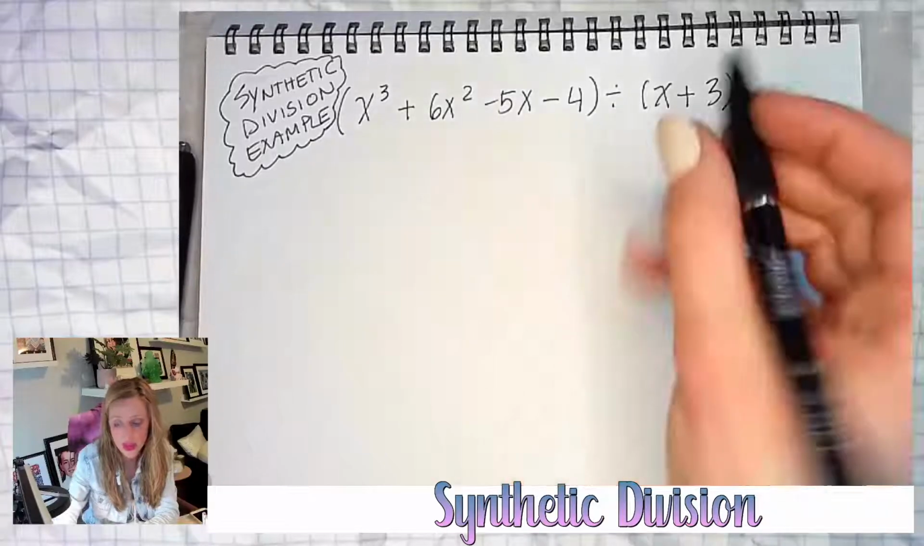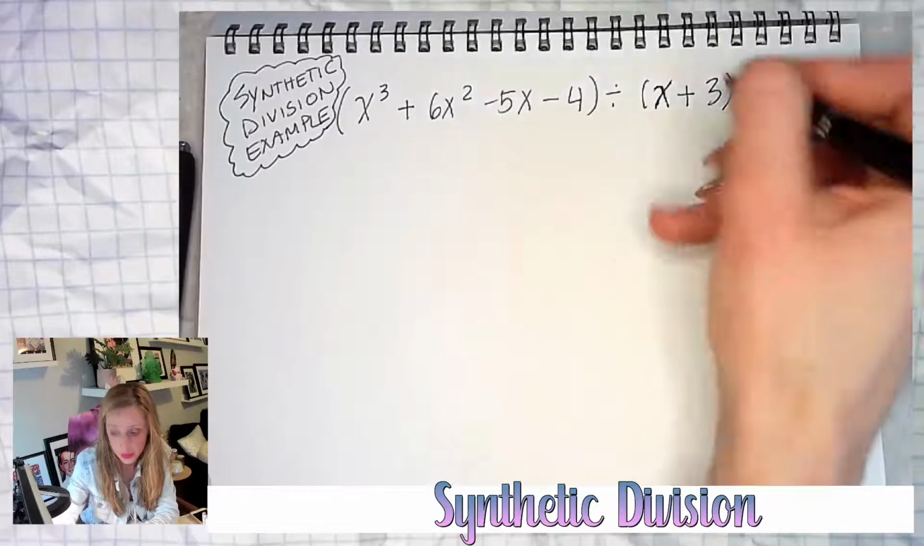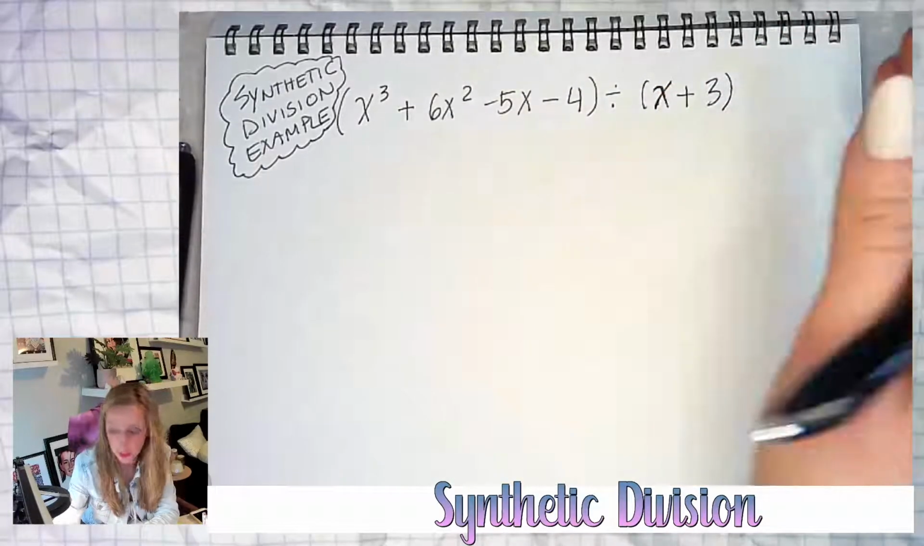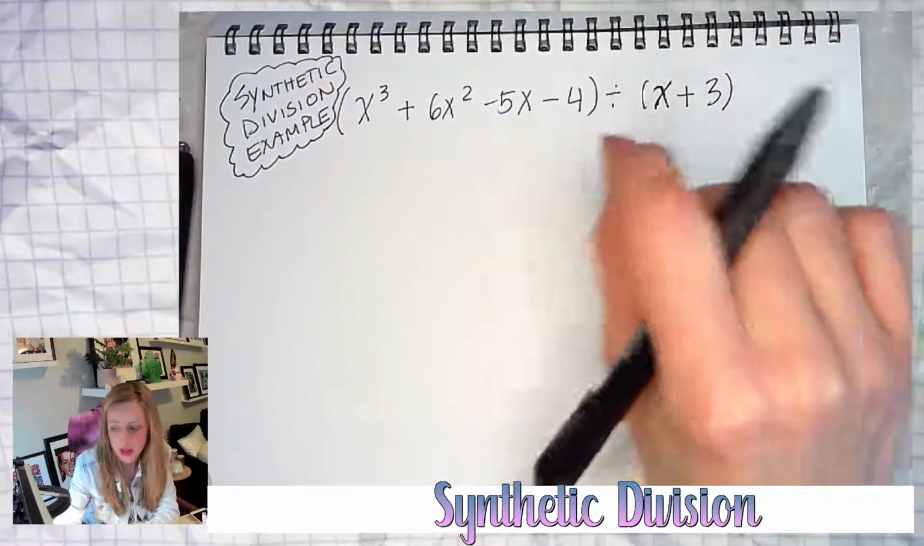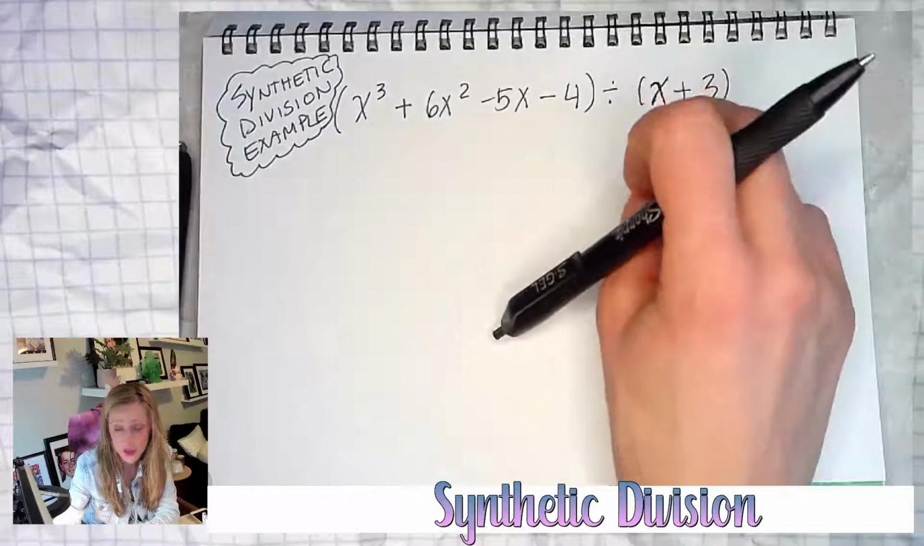We're allowed to do synthetic only when the thing you're dividing by is a linear binomial. Leading coefficient is 1, power is 1, plus minus a number. So if that was a 2x plus 3, not allowed. If that was x² in the divisor, not allowed.